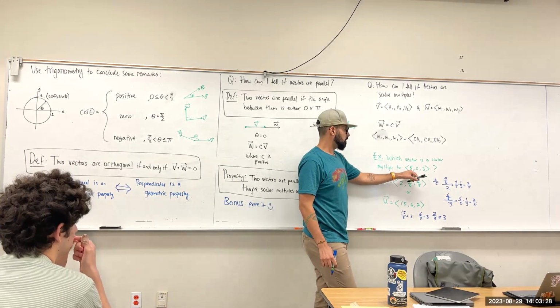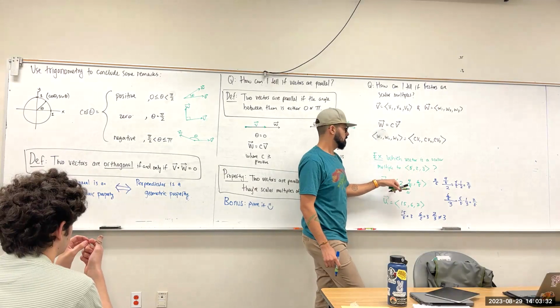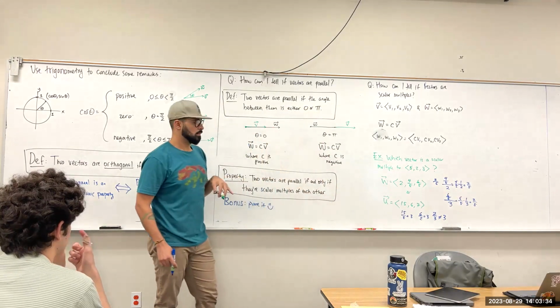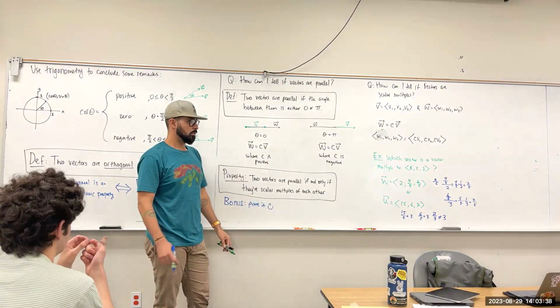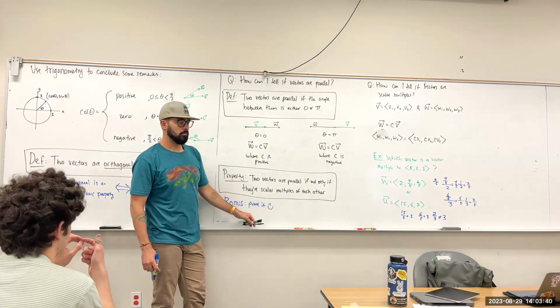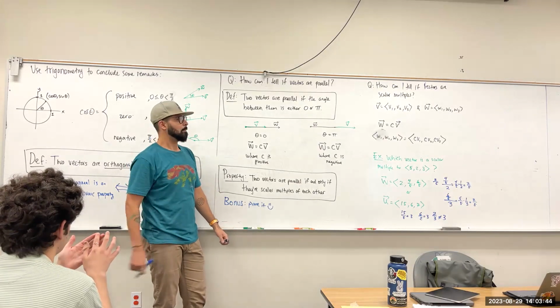What does that mean about geometrically these vectors? What's their relationship? Oh, here. They're parallel. They're parallel to one another. Okay? Does that help answer your question?